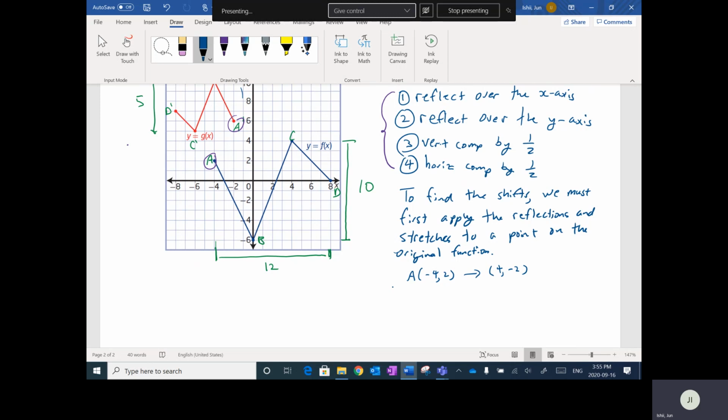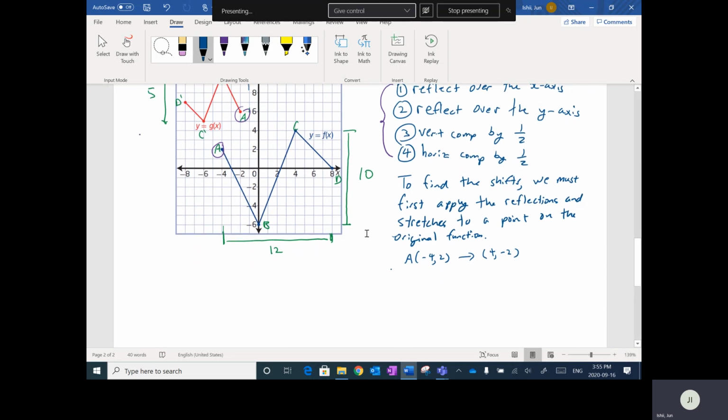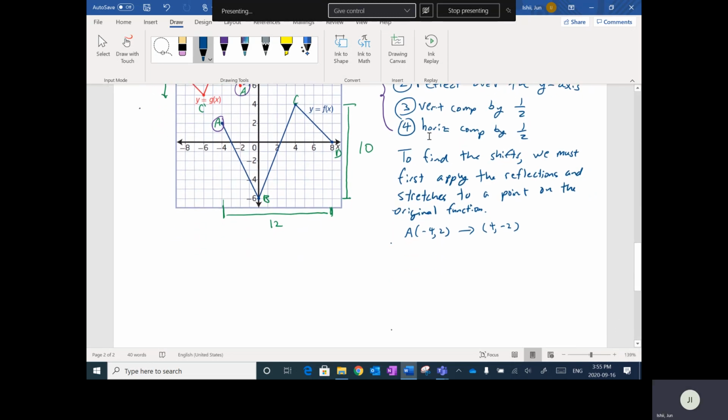All right, so I change the sign of x from -4 to +4, change the sign of y from +2 to -2. And then I also need to apply the vertical compression by half and the horizontal compression by half. So in other words, I'm going to multiply each one of these by 1/2, or divide by 2. So this becomes 2 and -1.